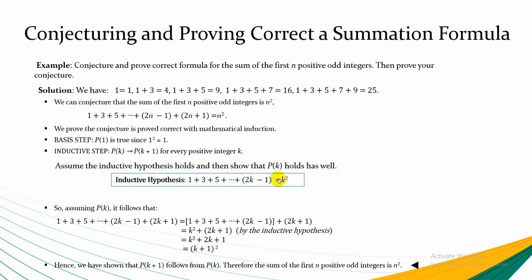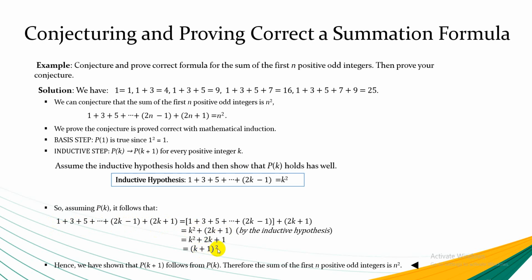So the sum to k plus 1 is the sum to k, plus the number after this one, which will be 2k plus 1. This is the sum for the k plus 1 odd integer. So the sum of all elements until the k plus 1 odd integer will be this one. We can replace this part by k squared, so we'll get k squared plus 2k plus 1. Okay, k squared plus 2k plus 1 is simply equal to k plus 1 squared.